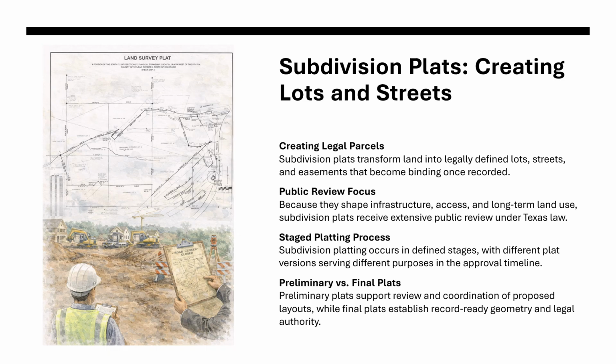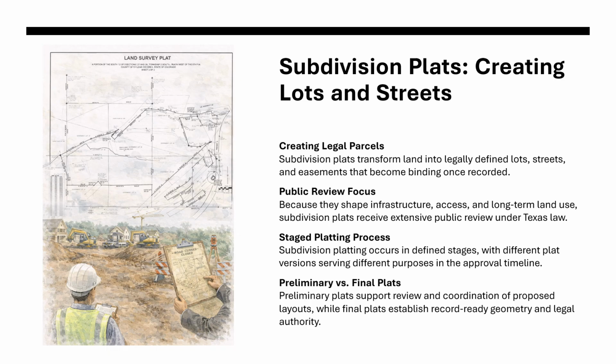First is the preliminary plat, and it shows the proposed layout of lots, streets, drainage features, and easements. It's used primarily for review and coordination with public authorities. At this stage, the focus is on conformity with subdivision regulations rather than the final survey precision. Planning commissions and staff use the preliminary plat to evaluate whether the development framework works before the details are locked in. The second one is the final plat, which is the document that actually carries legal weight.